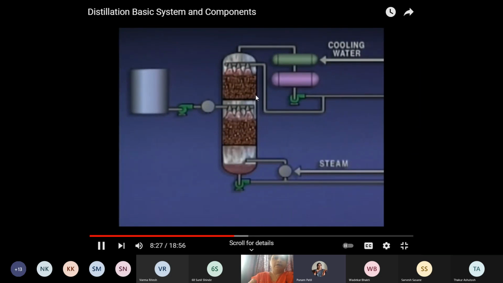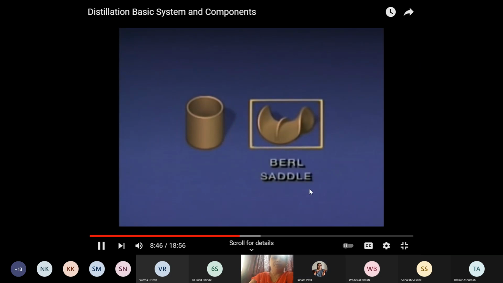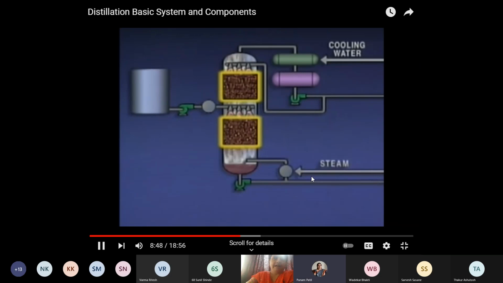This is another type which is called a packed column. It's packed. Types of packing. This is known as the Berl saddle.